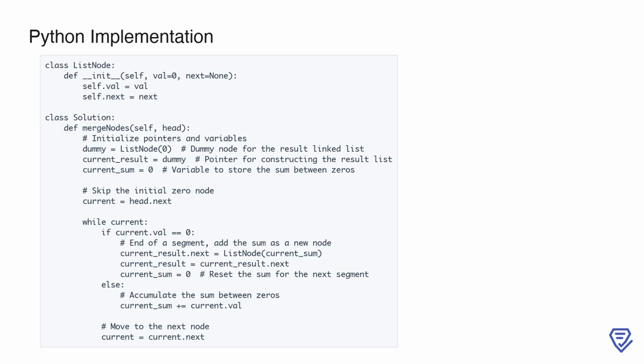Next, we skip the initial 0 node in the input list by setting the current pointer to head.next. We then enter a while loop that iterates through the linked list. For each node, we check if its value is 0. If it is, this marks the end of a segment, so we create a new node with the accumulated sum, append it to the result list, and reset current_sum to 0 for the next segment. If the value is not 0, we add it to current_sum. Finally, we move the current pointer to the next node to continue processing the list.